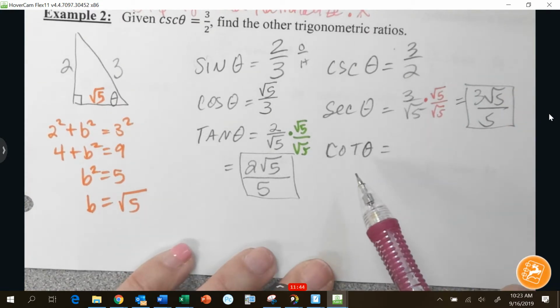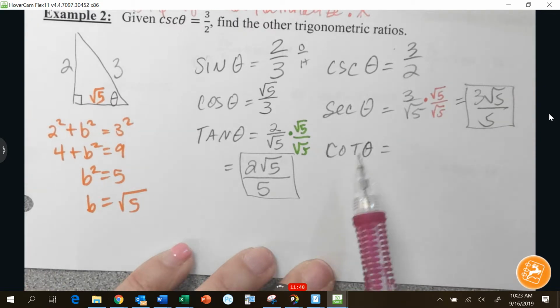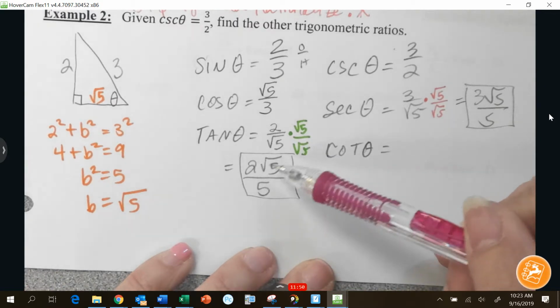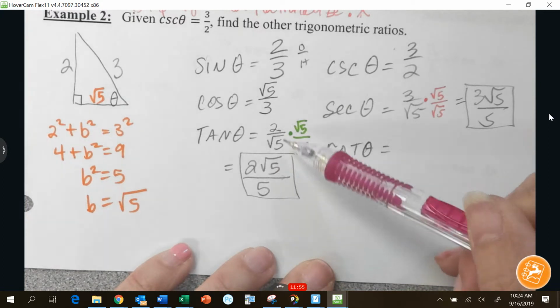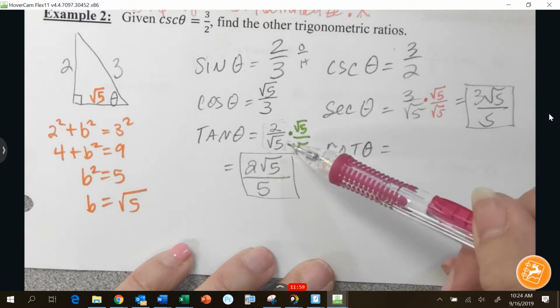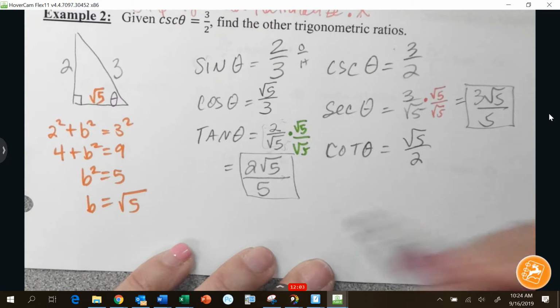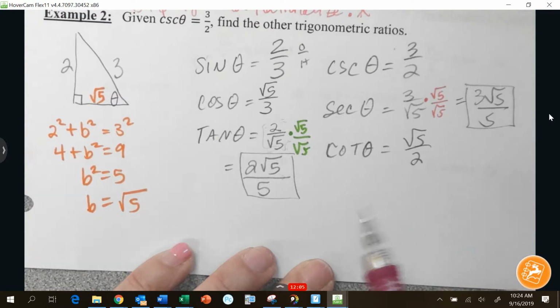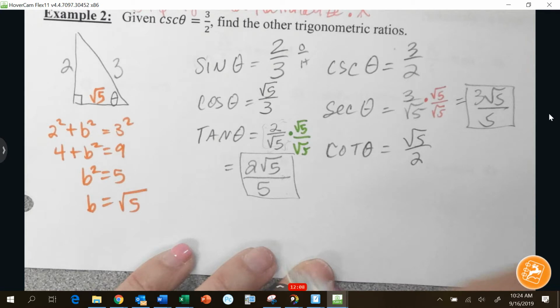Cotangent is just flipping the tangent. I'm going to give you a word of advice. If I had to rationalize here, don't flip the rationalized one. Go back and flip the original one because you'll have less work to do. So if I flip this one here and do radical 5 over 2, I don't have to rationalize. If I flip this one, I would have to rationalize and reduce and then eventually get the same answer.